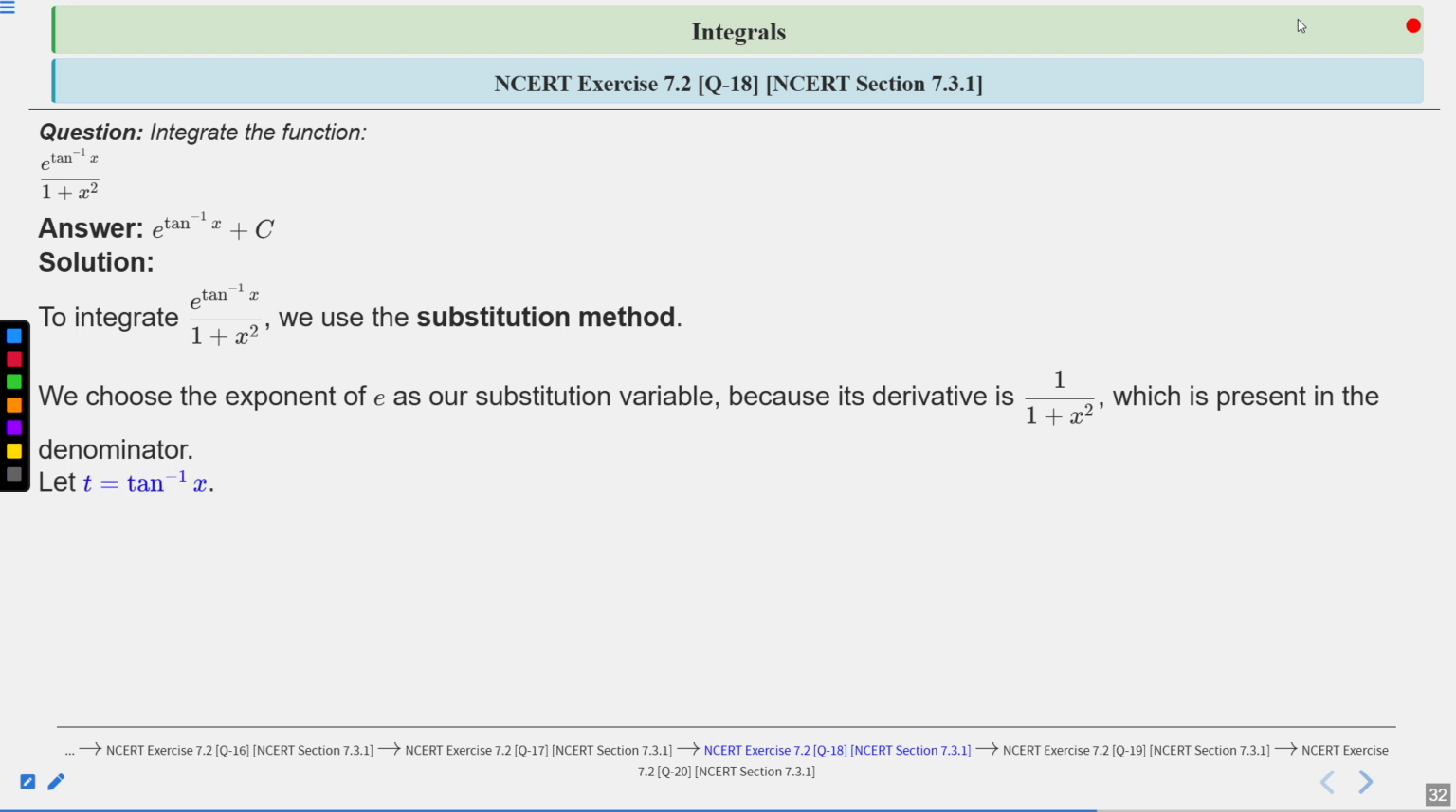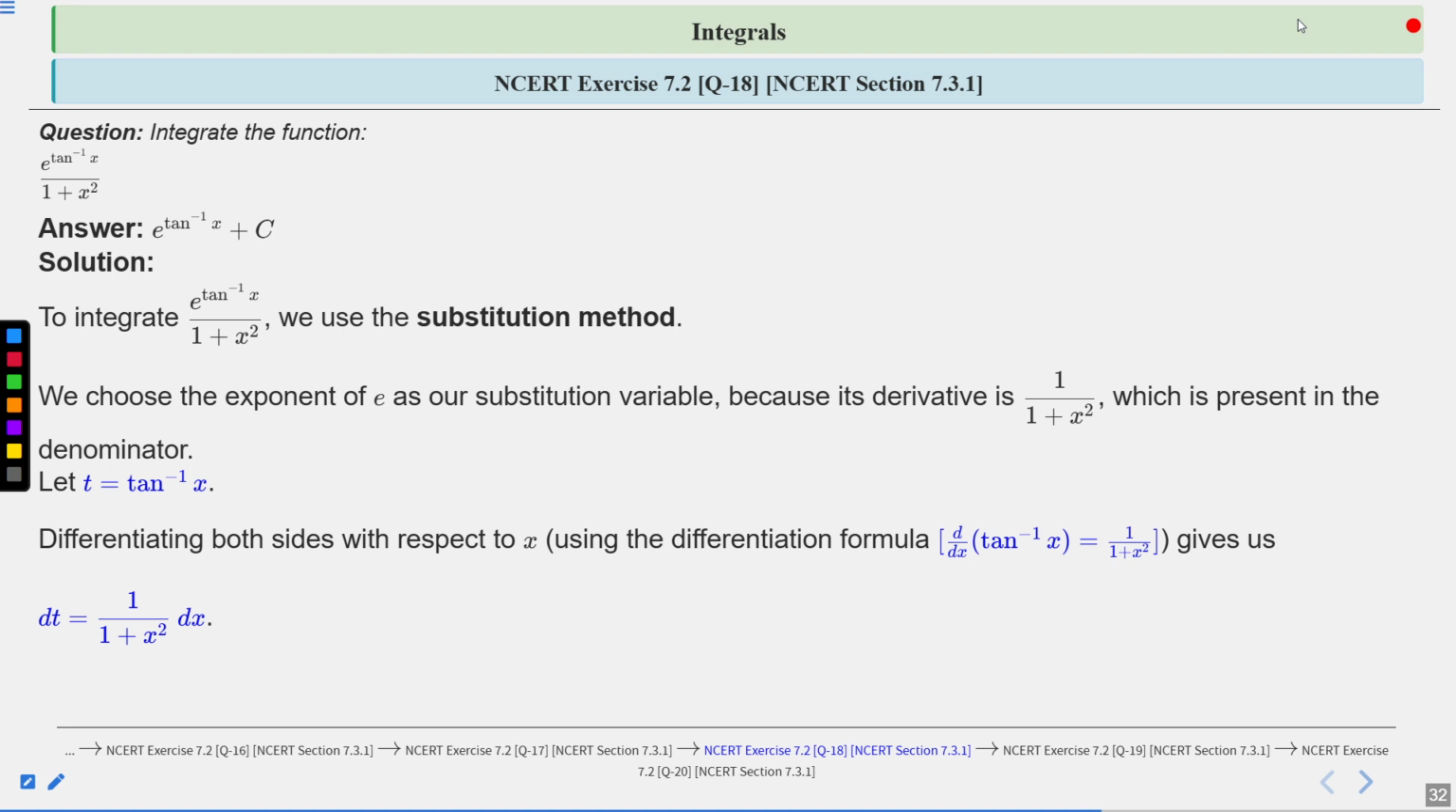Now let t is equal to tan inverse x. Differentiating both sides with respect to x using the differentiation formula, d upon dx of tan inverse x is equal to 1 upon 1 plus x square, gives us dt is equal to 1 upon 1 plus x square dx.